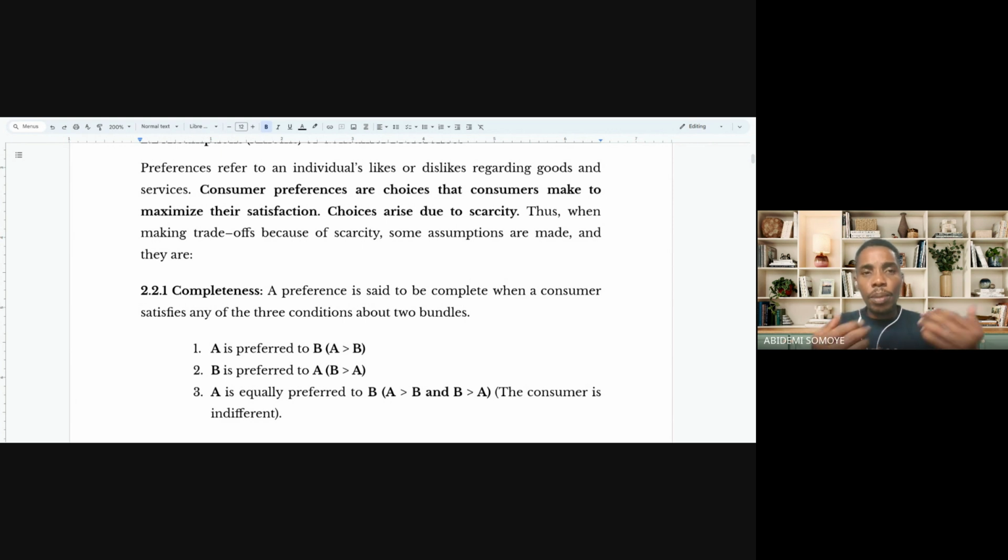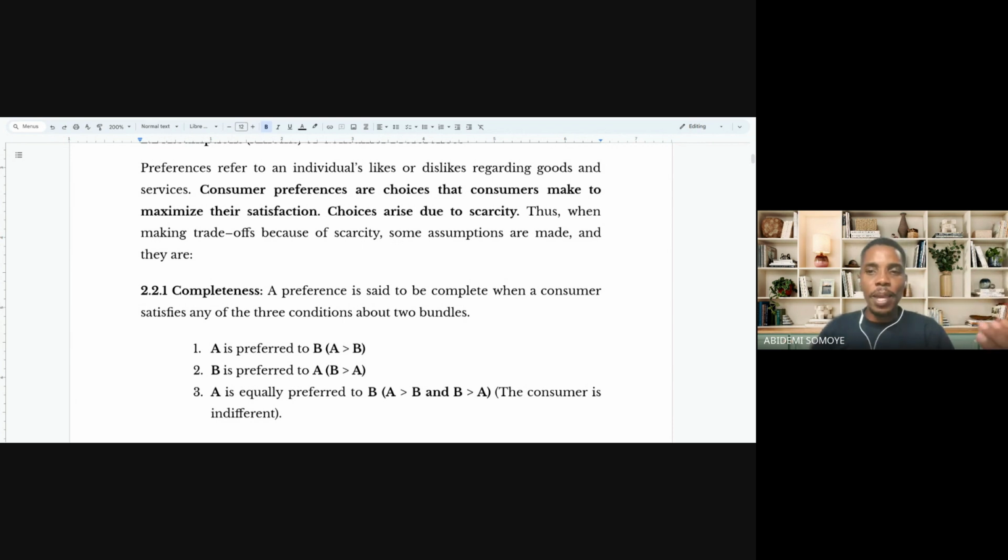All right. And number three, we also have a set of people that when they go to the store, they prefer both goods. They prefer both Nike and Adidas. So A is equally preferred to B. Simply means that I prefer Nike and I also prefer Adidas. I prefer both of them. Okay. In that case, we say the consumer is indifferent. So a preference is said to be complete if you satisfy any of these three conditions.